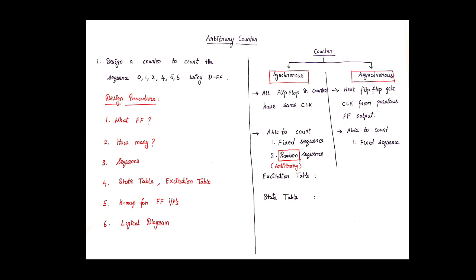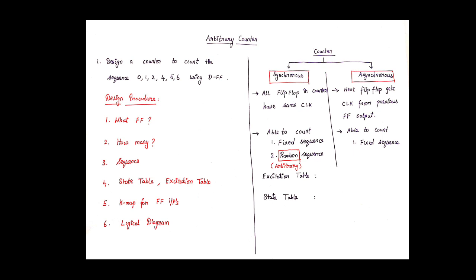For example, take the question given on the left hand side of the page. Design a counter to count the sequence 0 1 2 4 5 6 using D flip-flop. What is the sequence there? 0 1 2 4 5 6. Is it following any order? It is not following any order. Therefore it is an example of a random sequence. The other name for the random sequence is an arbitrary sequence.